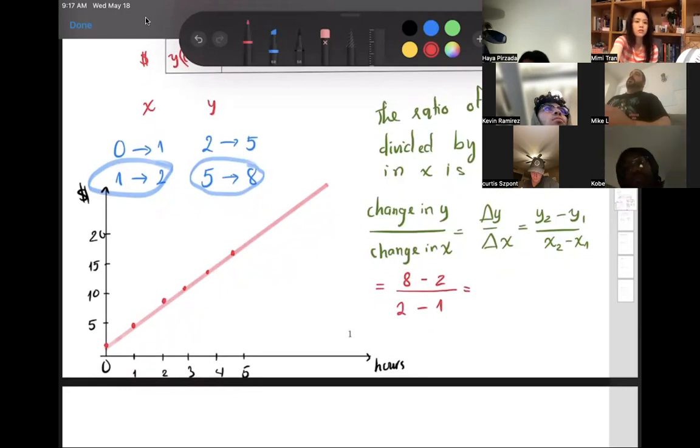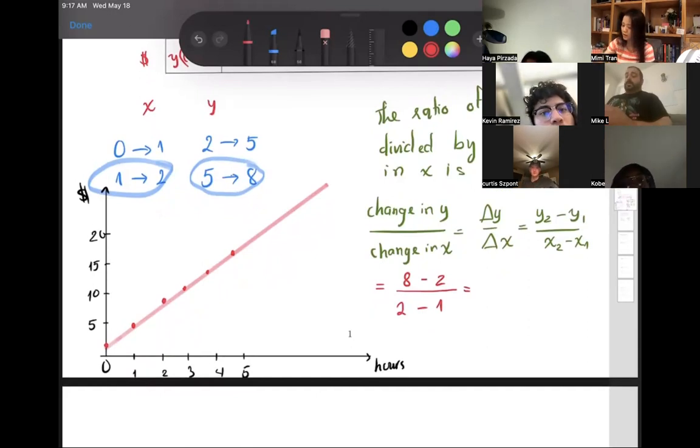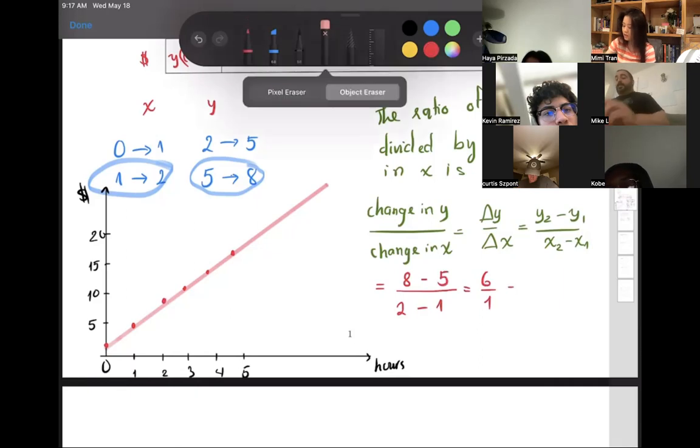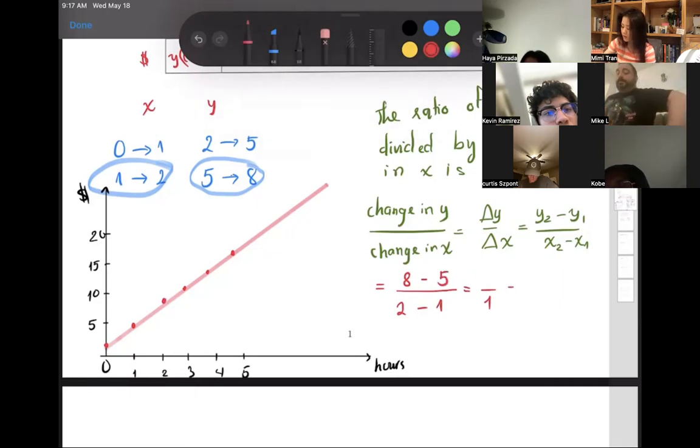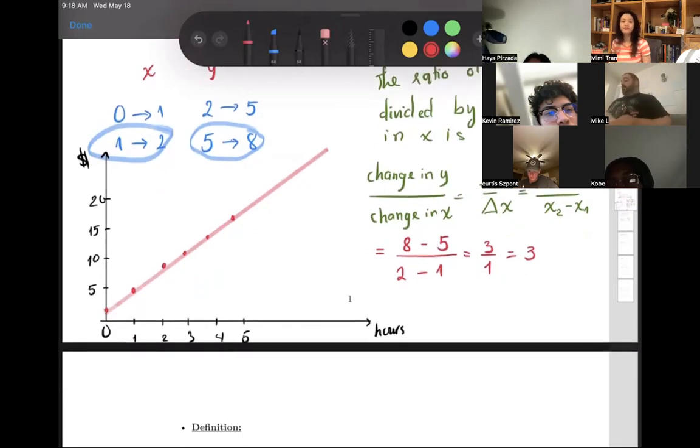Of 8 minus 2 is 6. 6 over 1, so... 8 minus 5, my bad. 8 minus 5, right? Y1 is 5. 8 minus 5 is 3, over 2 minus 1 is 1. 3 over 1 is 3. So the slope is 3.